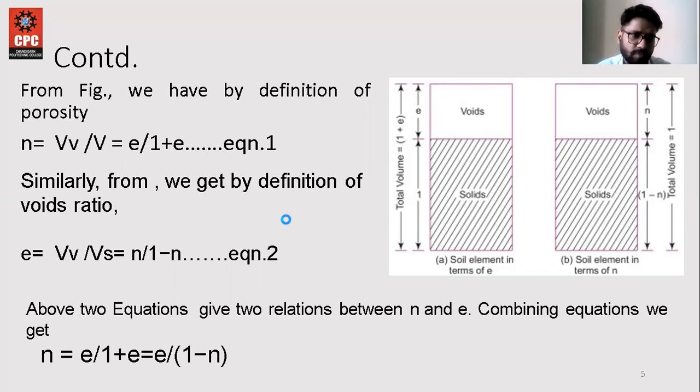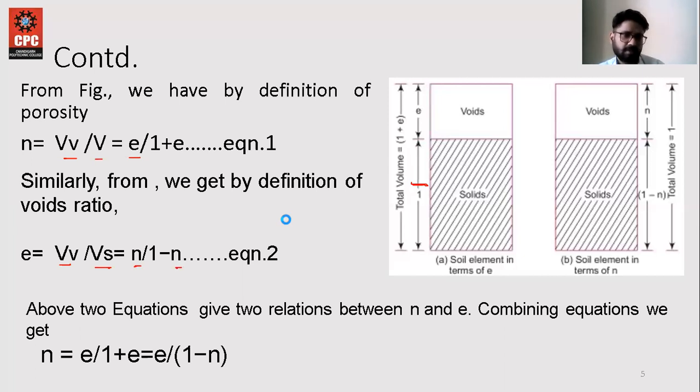N is equal to the volume of voids divided by the total volume, which can be written as void ratio divided by 1 plus e. That can be understood by this picture. Similarly, we get the definition of void ratio, which is equal to the volume of voids divided by the volume of solids, which is equal to porosity divided by 1 minus porosity.